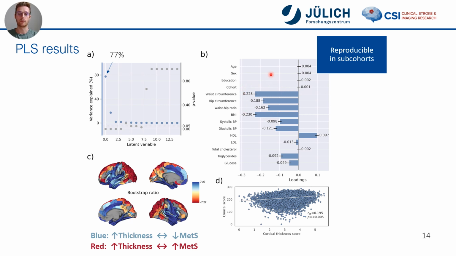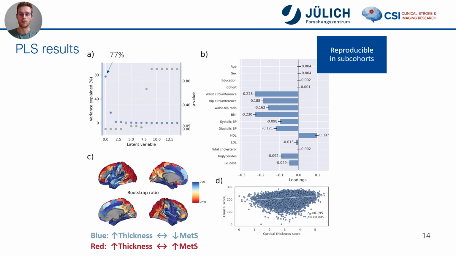Most strongly contributing were the obesity measuring variables, for example, waist circumference and hip circumference, which tells us potentially that obesity might be the most parsimonious explanation to the association found. Furthermore, the blood pressure measures, dyslipidemia measures, and the insulin resistance measures were also significantly contributing.